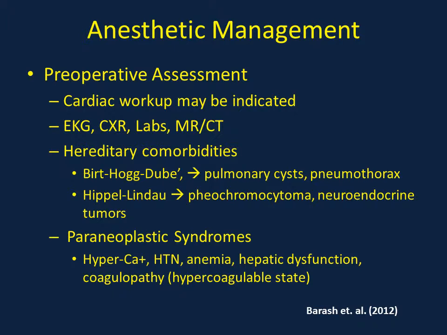Hereditary conditions that are also associated with kidney cancer include Birt-Hogg-Dubé and von Hippel-Lindau syndromes and may necessitate additional respiratory and laboratory studies. So the Birt-Hogg-Dubé, as you can see there, is associated with pulmonary cysts, which could cause spontaneous pneumothorax, and the von Hippel-Lindau syndrome is related to pheochromocytoma and other paraneoplastic or neuroendocrine tumors.